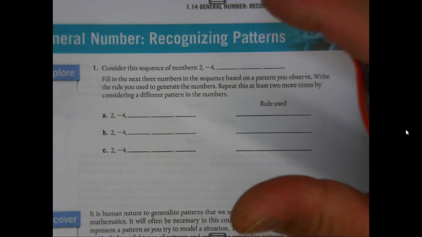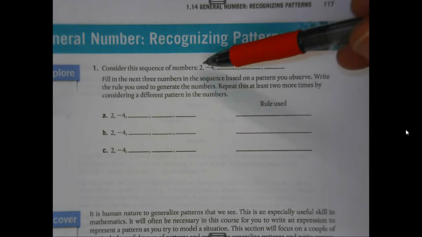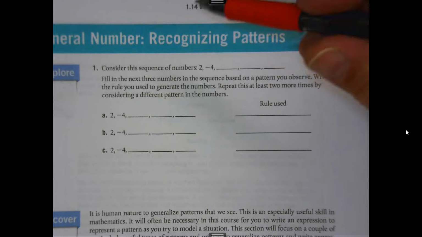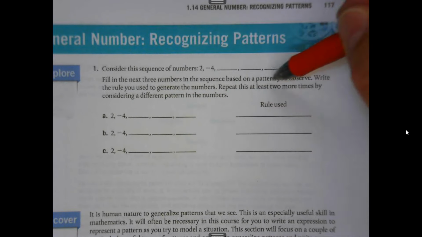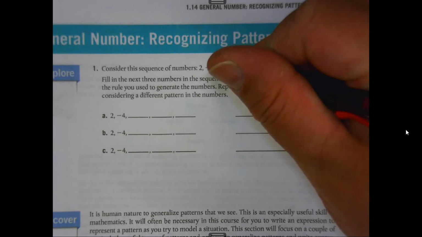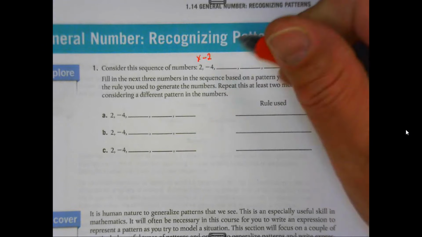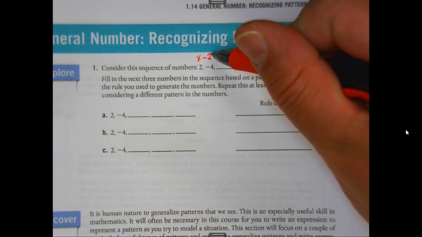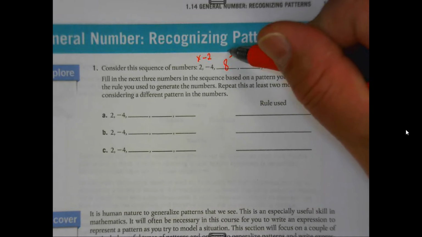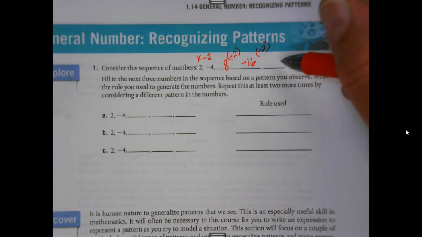Well, there's going to be different ways of doing these. For me, I'm just multiplying this by -2. Sometimes they give us rules that we have, but this time we don't. So if I multiply 2 by -2, I get -4. If I multiply -4 by -2, I get +8. If I take +8 and multiply it by -2, I get -16. Multiply it by -2, I get +32.